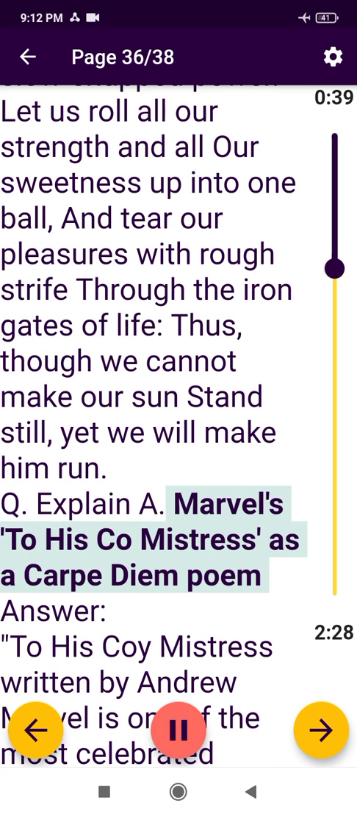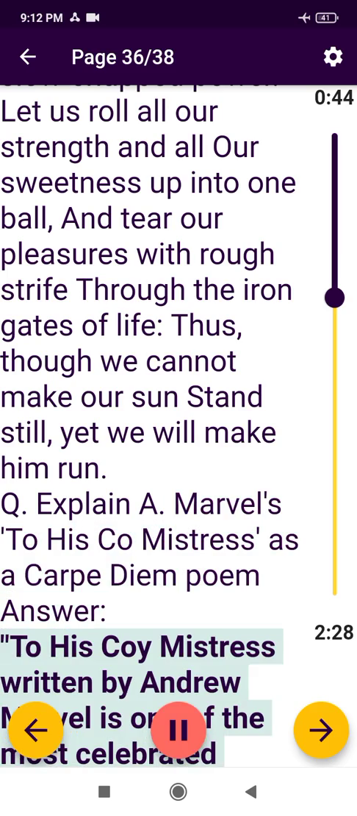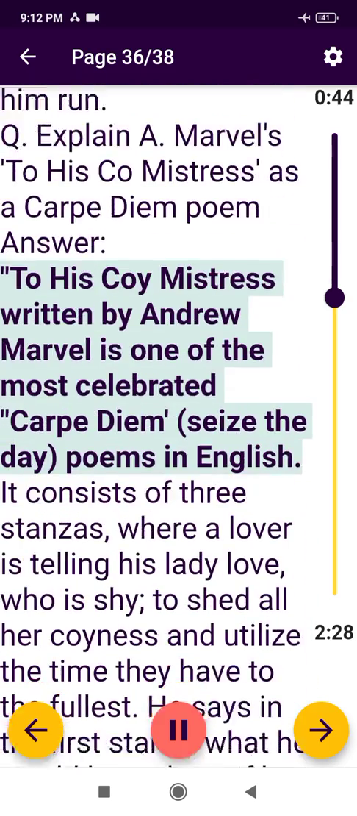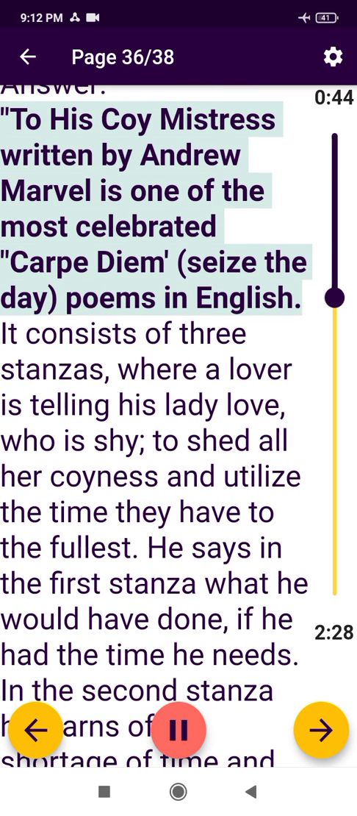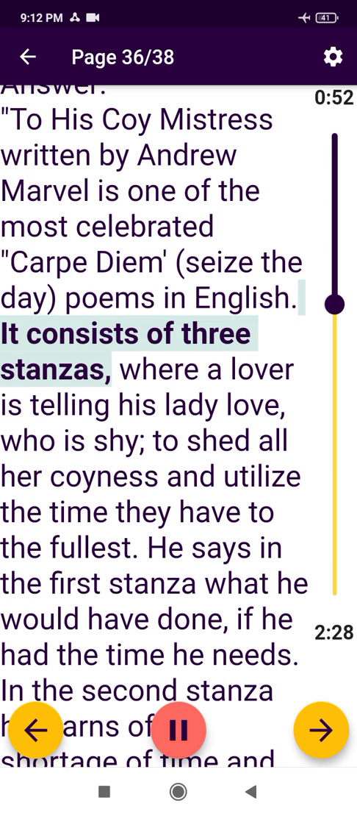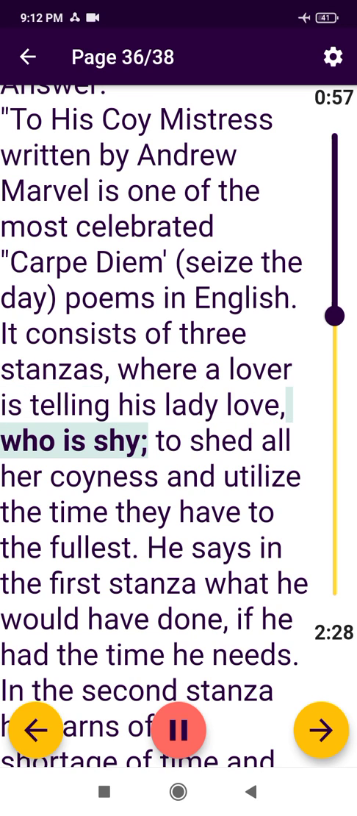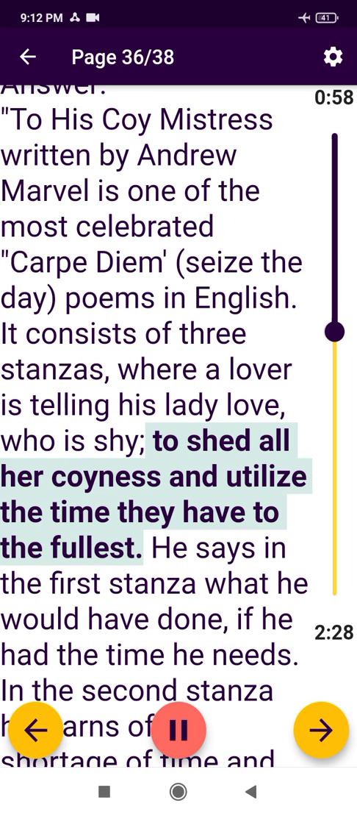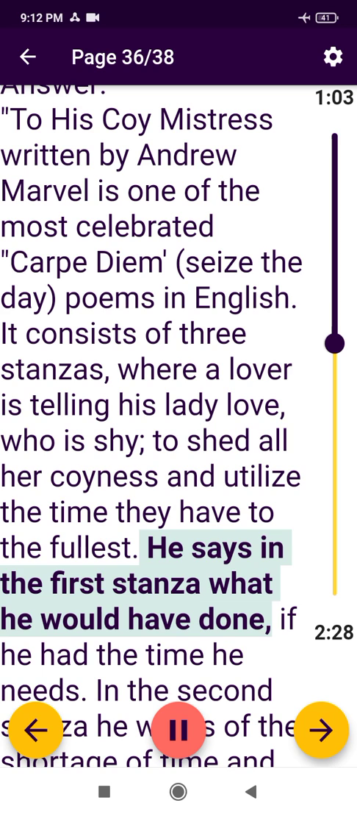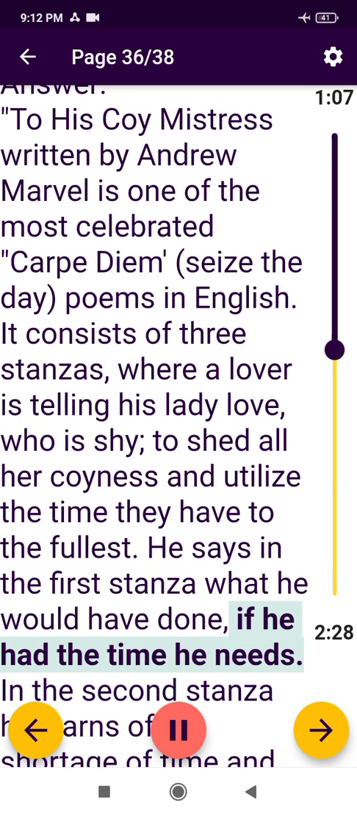Explain Marvell's To His Coy Mistress as a Carpe Diem poem. Answer: To His Coy Mistress, written by Andrew Marvell, is one of the most celebrated Carpe Diem, seize the day, poems in English. It consists of three stanzas, where a lover is telling his lady love, who is shy, to shed all her coyness and utilize the time they have to the fullest. He says in the first stanza what he would have done if he had the time he needs.